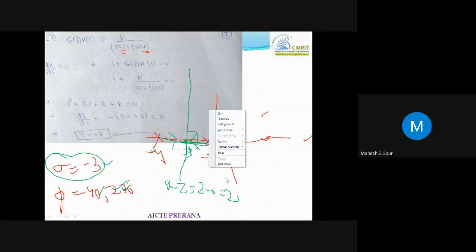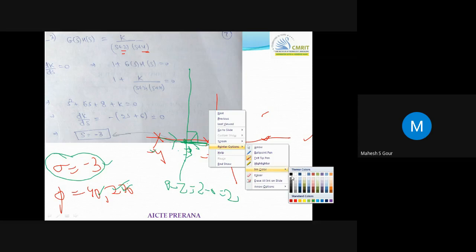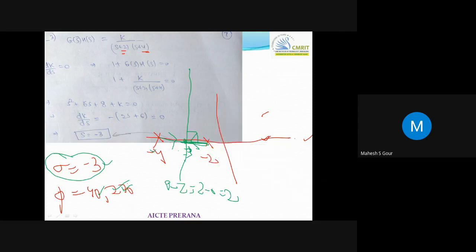Now how will the root locus proceed? This is the asymptotic line. Your root locus will always be moving almost parallel to your asymptotic line, and it will meet at infinity. Like this you can draw. From here it is going and it will go like this, and the other one like this, but both will meet at the infinite point. Understood the root locus now?